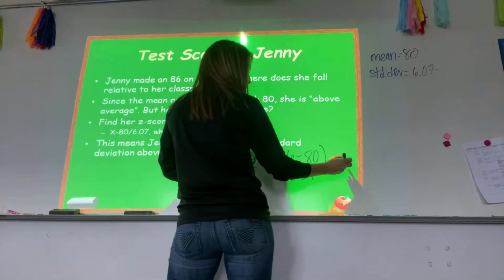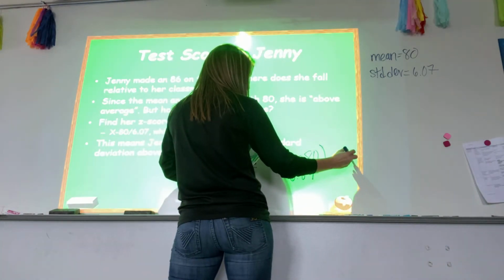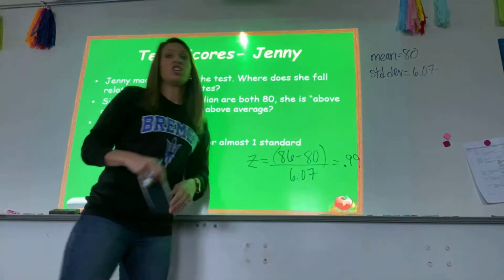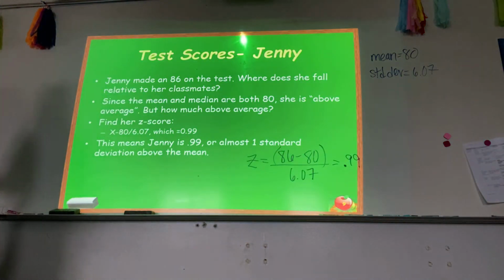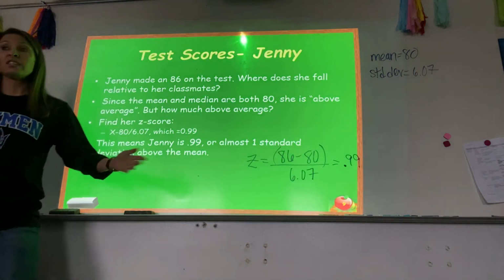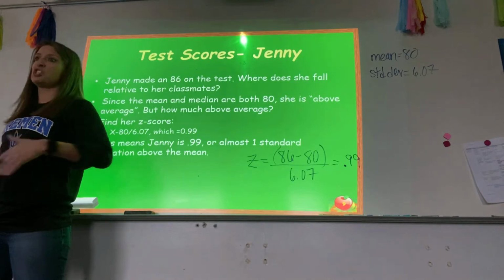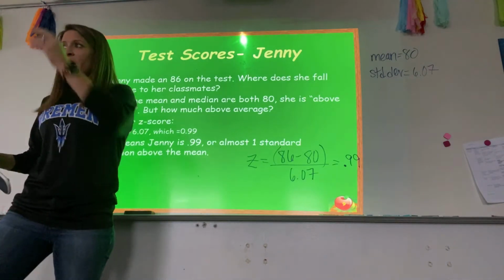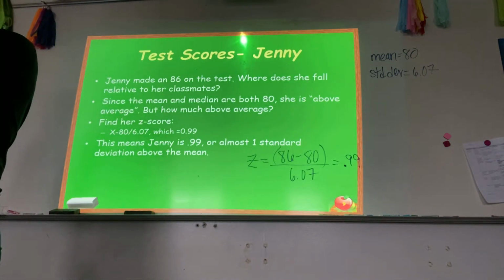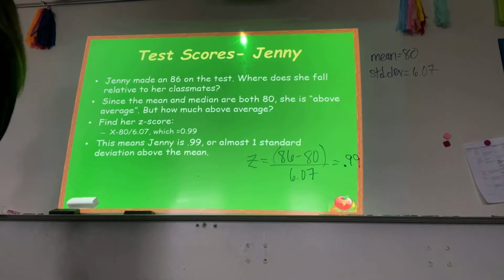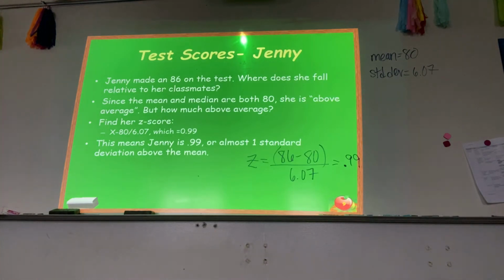And we round to 2 decimal places, and what do we get? 0.99. So she has 0.99 standard deviations above the mean. So she's not quite 1 standard deviation, but she is above. Now, there are a few different ways of finding percentiles.